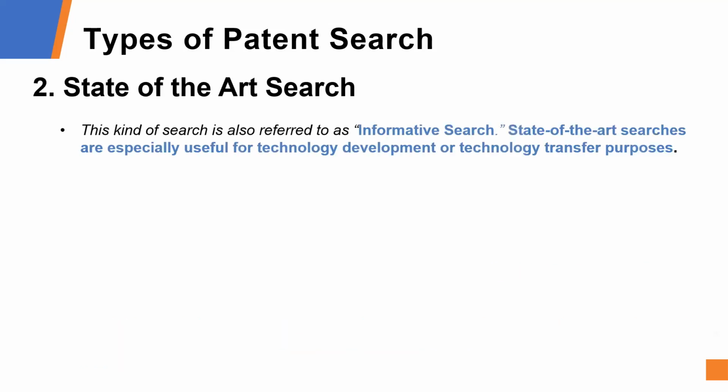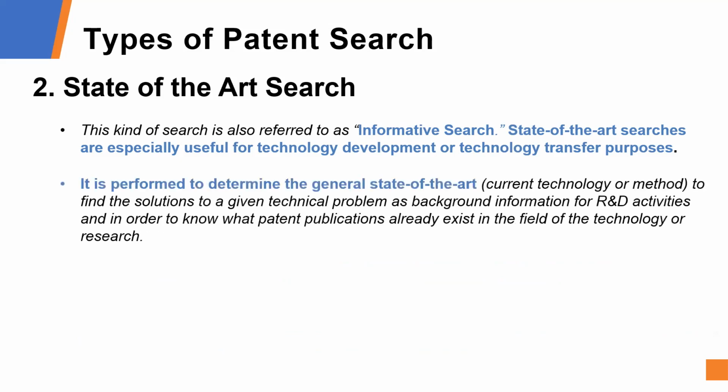Now, the state-of-the-art search. This kind of search is also referred to as information search. State-of-the-art searches are especially useful for technology development or technology transfer purposes. It is performed to determine the general state of the art, the state of a specific technology. If you're looking at artificial intelligence, what is the state of the art now in terms of artificial intelligence? This is to find solutions to a given technical problem as background information for R&D activities, in order to know that patent applications or publications already exist in the field of technology or research.